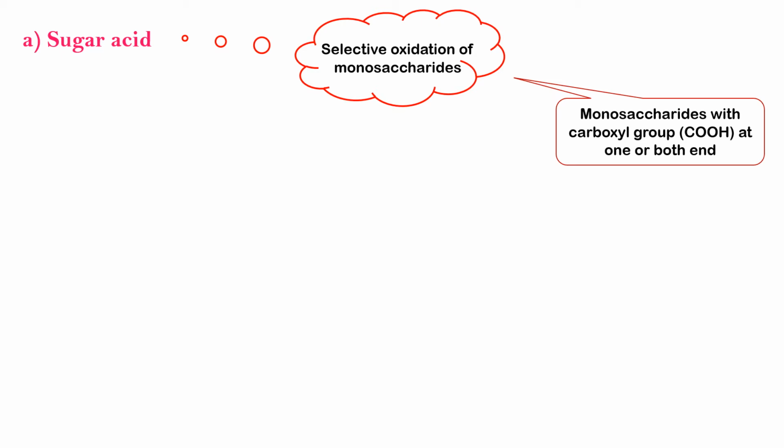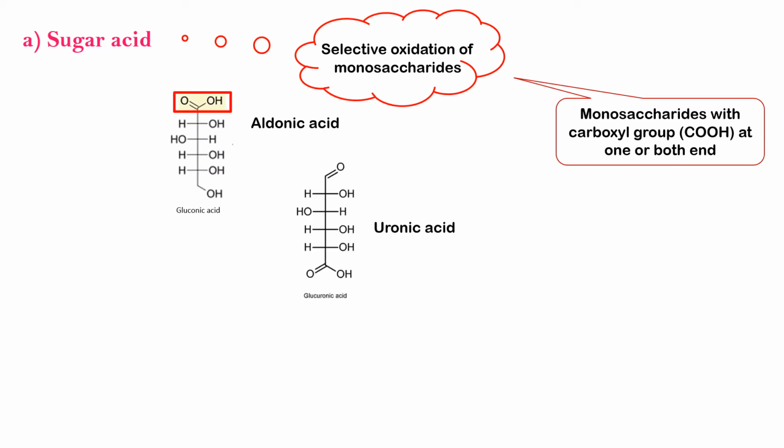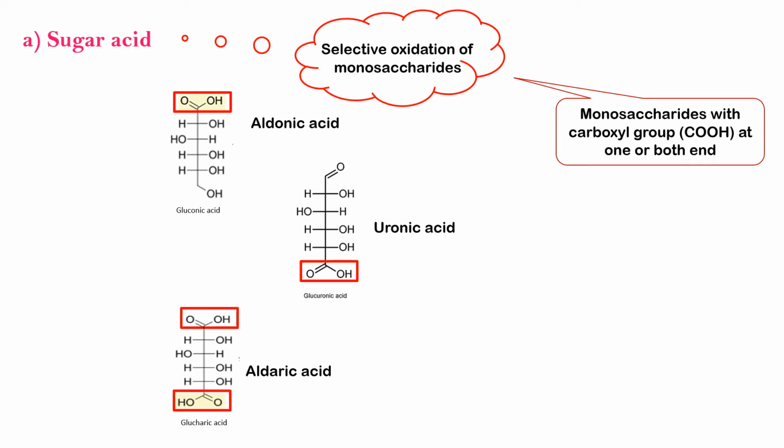The main classes of aldose sugar acids are aldonic acid if oxidation occurs at C1, uronic acid if oxidation occurs at C6, and aldaric acid if oxidation occurs at both ends, C1 and C6. For example, glucose will produce gluconic acid, glucuronic acid, and glucaric acid if oxidation occurs at the respective end, as shown in the figures.